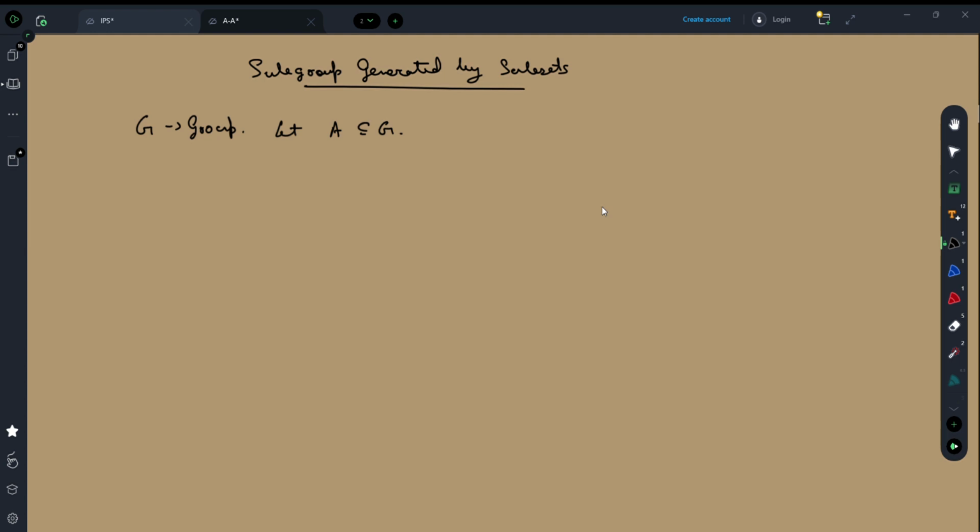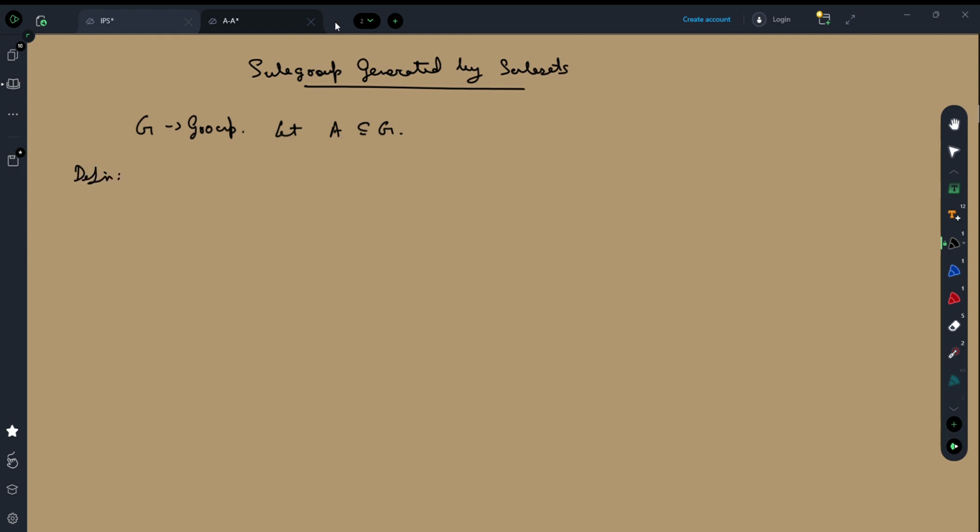Our target is to define or rather to acquire the smallest subgroup of G which contains A. Okay, clear? So this is a statement or a definition of what we call a subgroup generated by A.